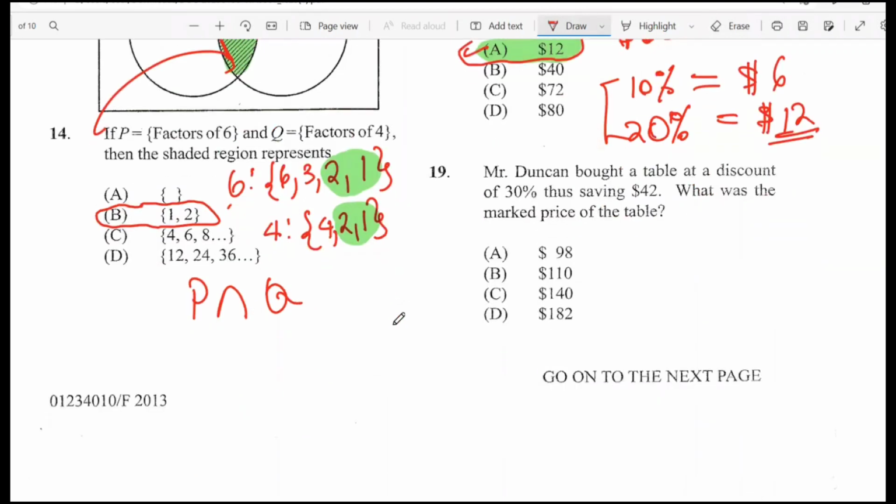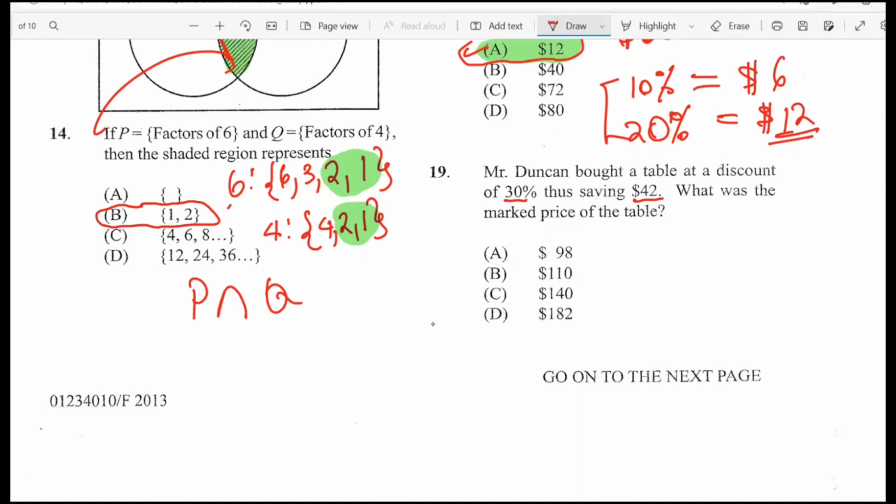All right, let's look at question 19. Question 19 says, Mr. Duncan bought a table at a discount of 30%. So we want to look at this carefully. The discount that was given was 30%, thus saving $42. What was the mark price? Now, in a multiple choice exam, I don't think you should be stressing over setting up an algebraic thing. You still can utilize your 10% because 30 is simply 3 times 10.